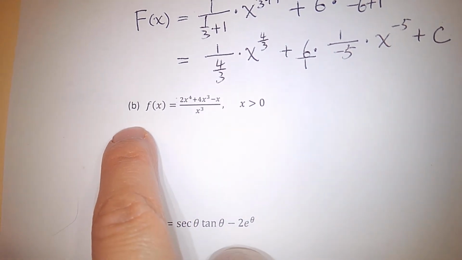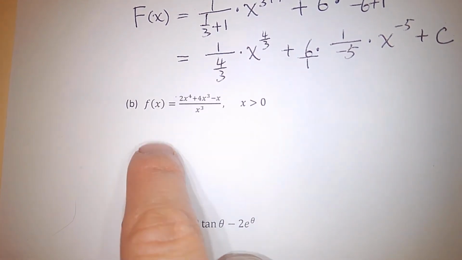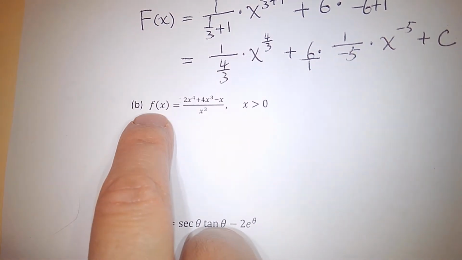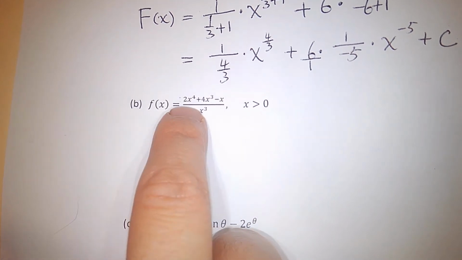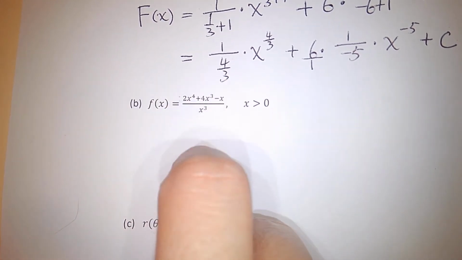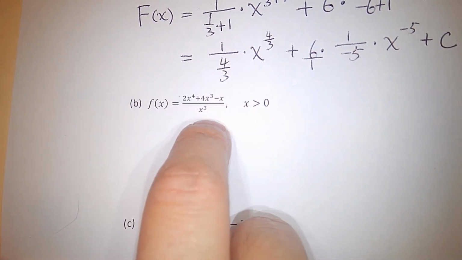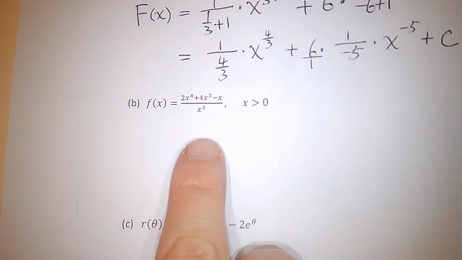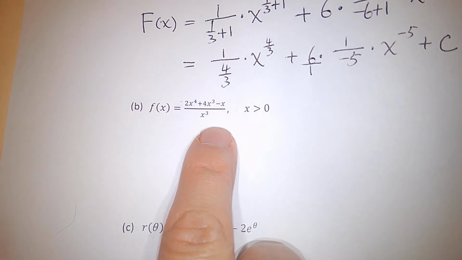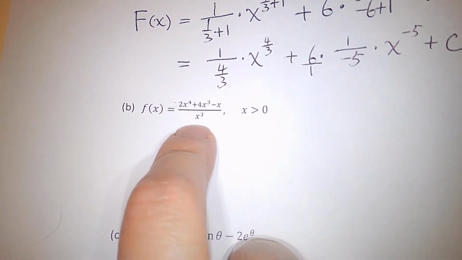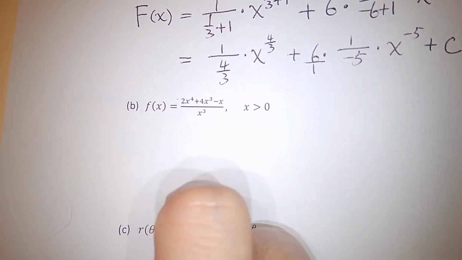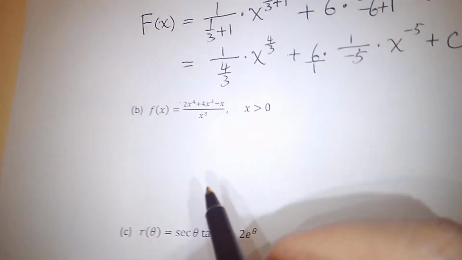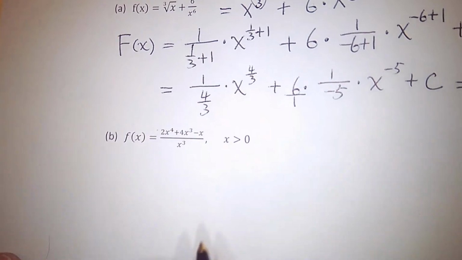I want you to try these two by yourself, but I want to give you some hints, okay? For question B, if lowercase f of x equals this, how can we find the antiderivative? Do you want to simplify it first? Are we able to find the antiderivative directly from this fraction? I doubt it. It's too complicated, right? However, we can rewrite this lowercase f by what?